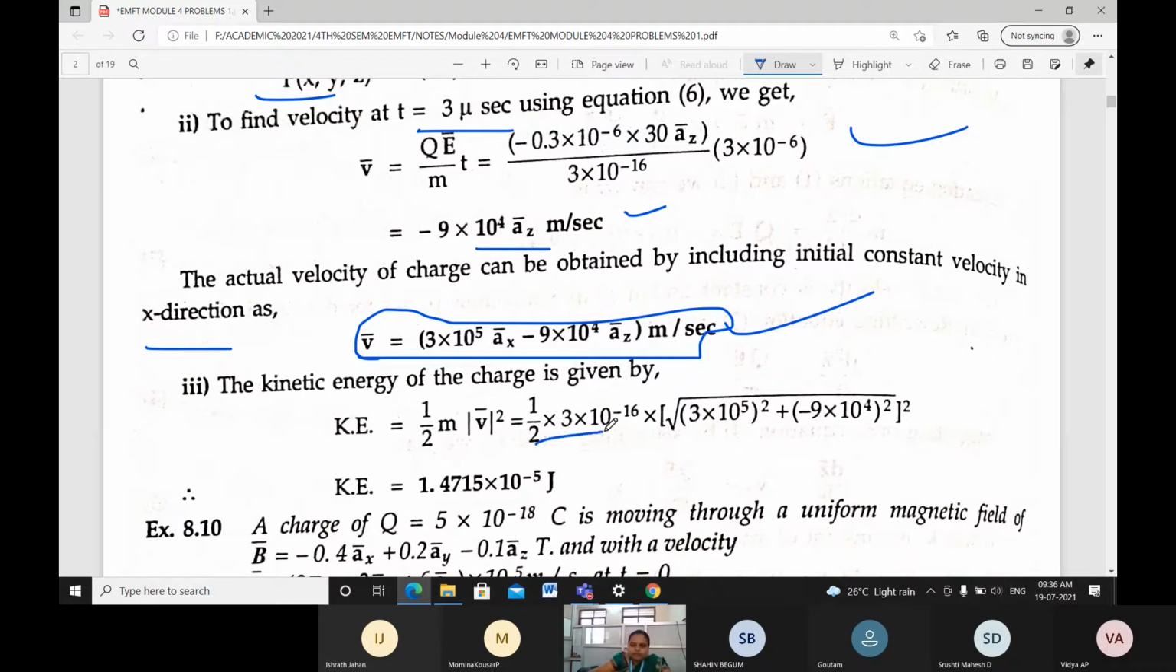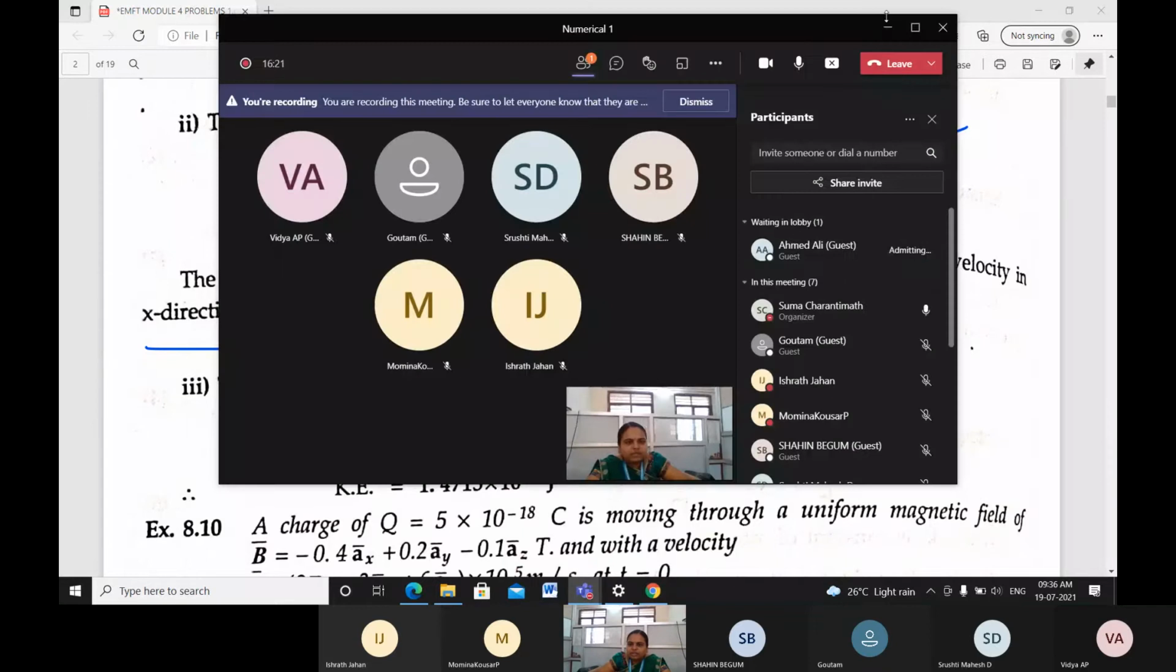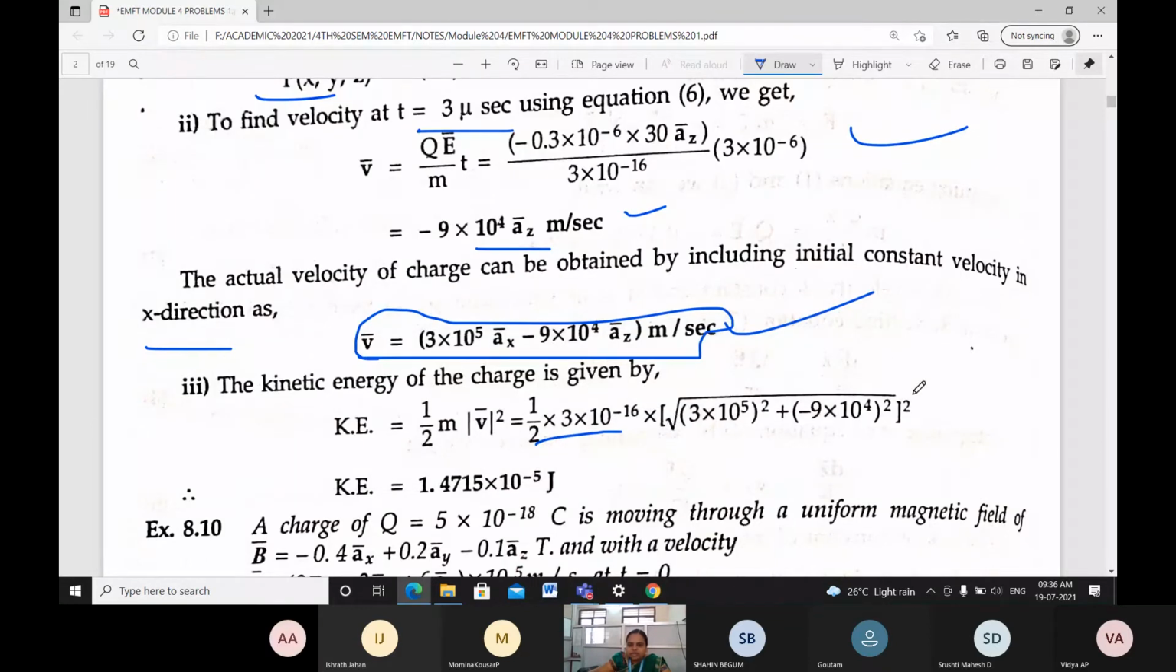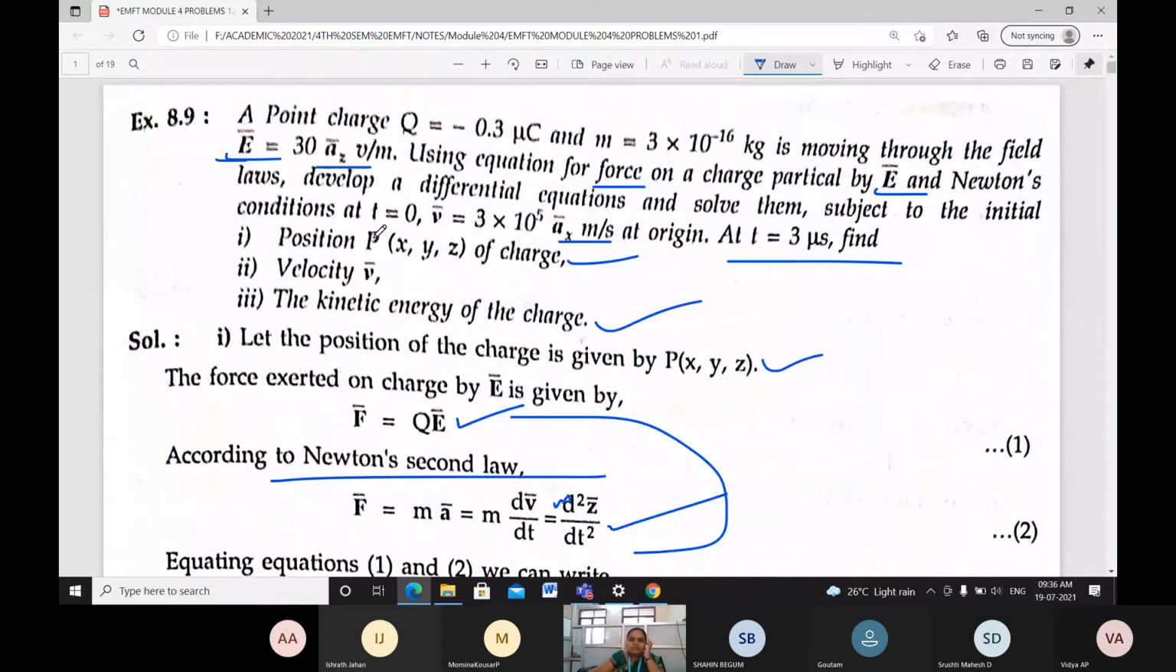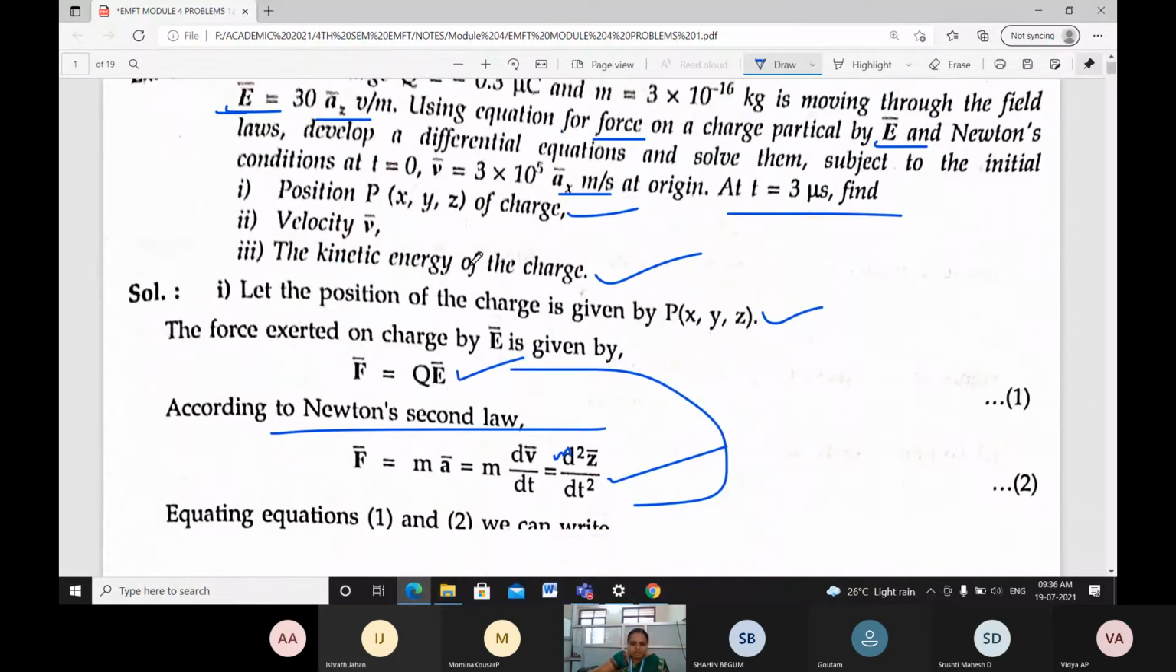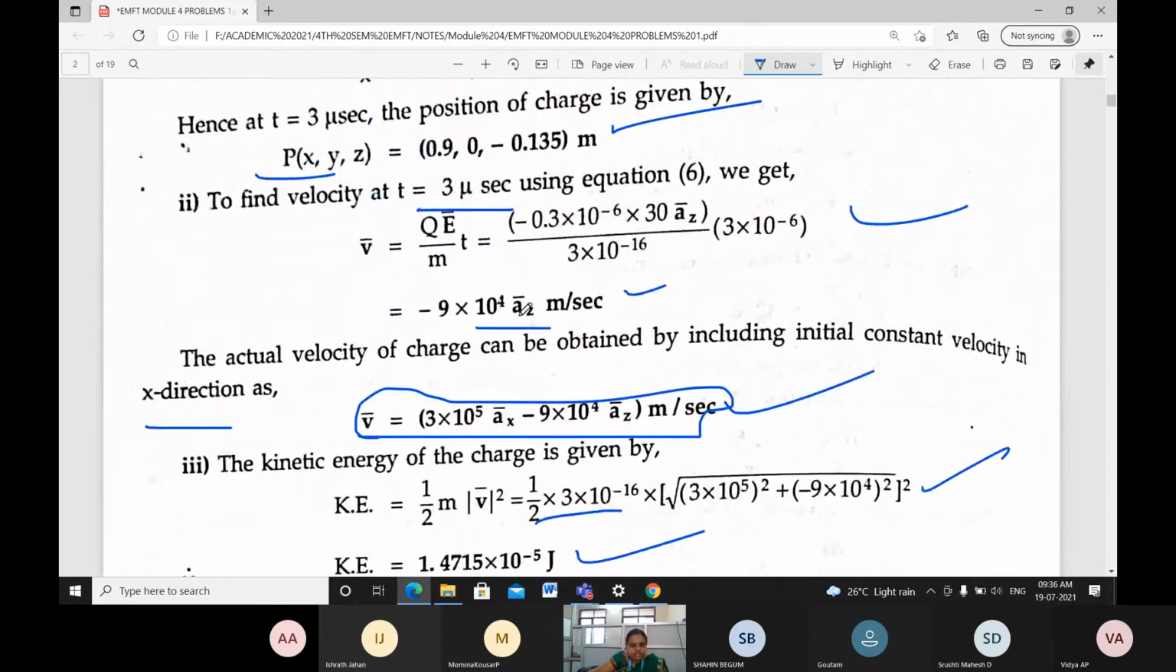Substitute for the m value here. Then the mod of v is the square root of (3 into 10 raised to 5) squared plus (minus 9 into 10 raised to 4) squared. Go with the calculation here. Then KE is 1.4715 into 10 raised to minus 5 joules. This is how you should carry out the given problem on position, velocity and also kinetic energy. Just remember the equations used, how to find the x, y, z values, and the kinetic energy equations also.